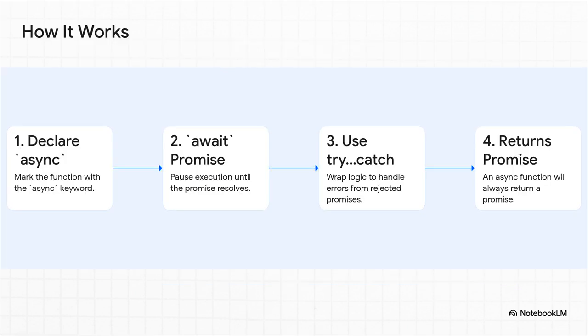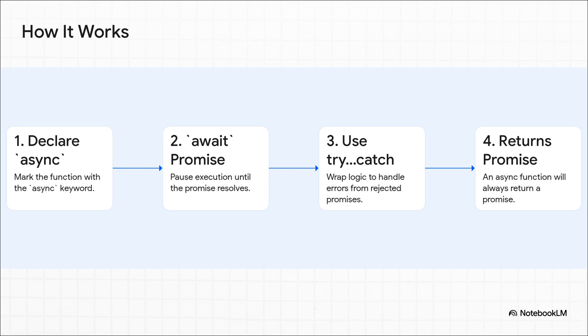So here's the play-by-play. Step 1, you flag a function with async. That's your signal to JavaScript that you might use await in here. Step 2, the await keyword. This is your pause button. It literally stops the function in its tracks until that promise, say our data fetch, comes back with a result. Then, step 3, and this is crucial, you wrap your logic in a try-catch block. This is how you gracefully handle things when they go wrong, like a network error.